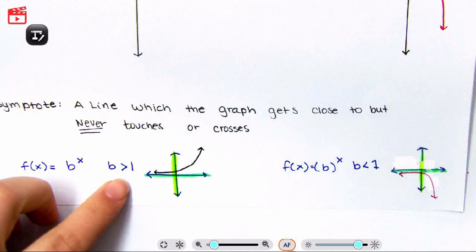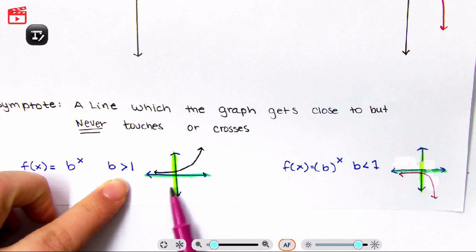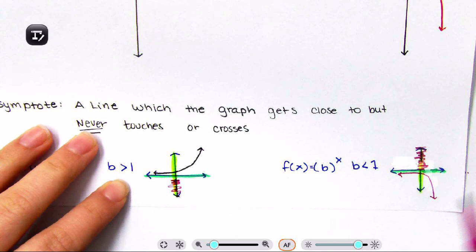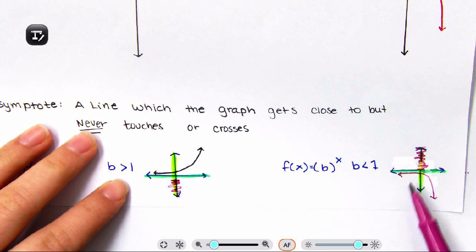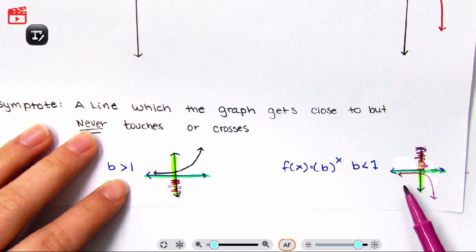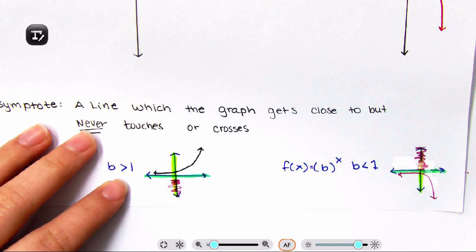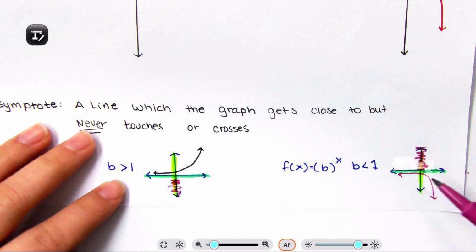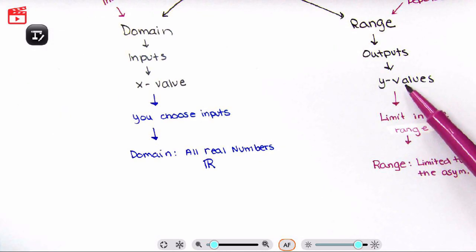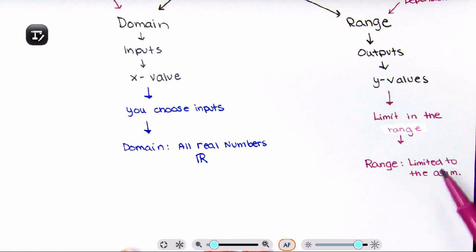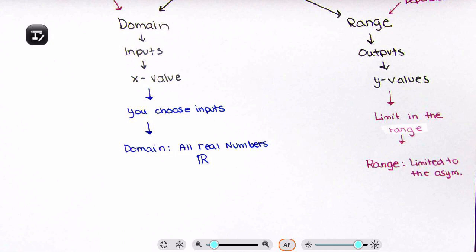For example, there are no y values here. Like all of this doesn't exist. There are no y values here. It doesn't exist. Why doesn't it exist? Because the curve is not there. So because the curve is not there, that means it doesn't exist on the y, and the y values are the range values, the outputs. So we are limited by the asymptote.